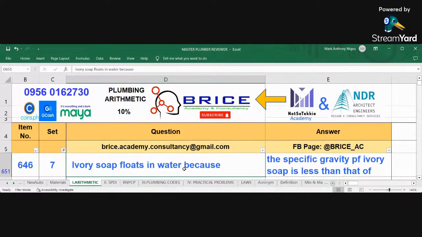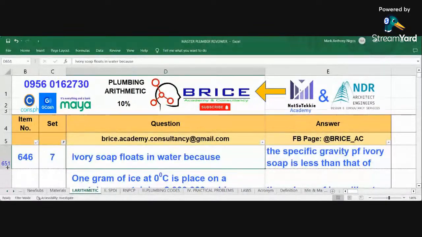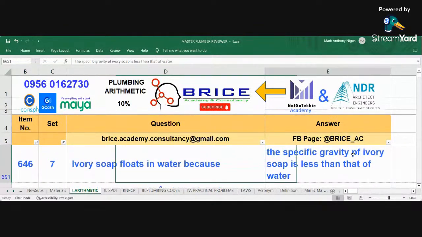646. Soap floats in water because the answer is the specific gravity of ivory soap is less than that of water.